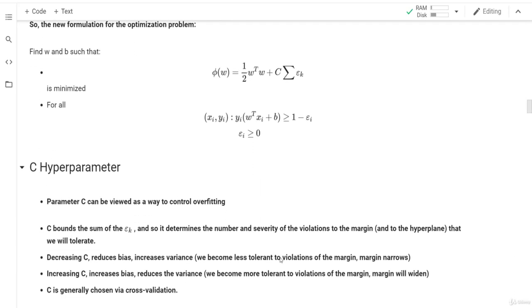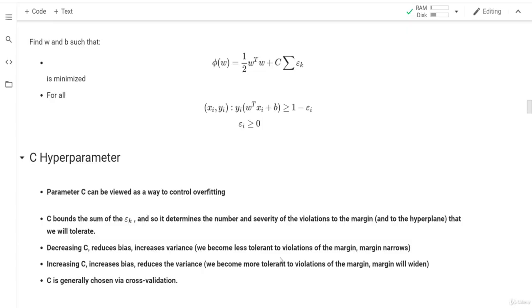So decreasing C will reduce the bias and increase the variance, so the margin will be narrower and narrower. We become less tolerant to the violations of the margin. And if we increase C, the opposite will happen. The bias will increase, the variance will be reduced, and we become more tolerant to the violations of the margin, right? So how can we choose C?